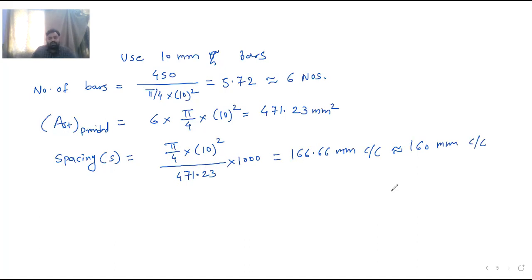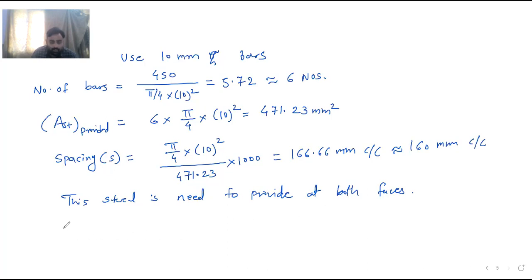Okay, so this steel is required to be provided at both the faces, because two faces are there now. So this steel needs to be provided at both faces.